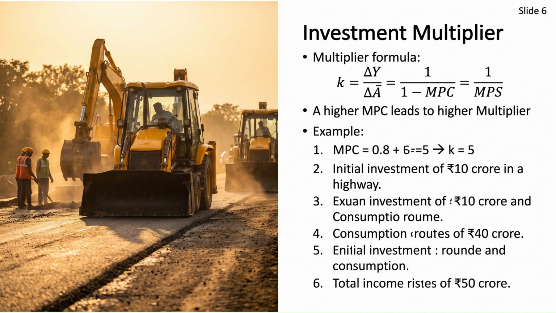This brings up the most powerful mechanism in macroeconomics, the investment multiplier. A small initial injection of capital multiplies into a massive total rise in national income. Look at your screen. The multiplier formula is there. The multiplier denoted as K. So, delta Y divided by delta A, autonomous investment, equal to 1 divided by 1 minus MPC, equal to 1 upon MPS. So, that's how it works.